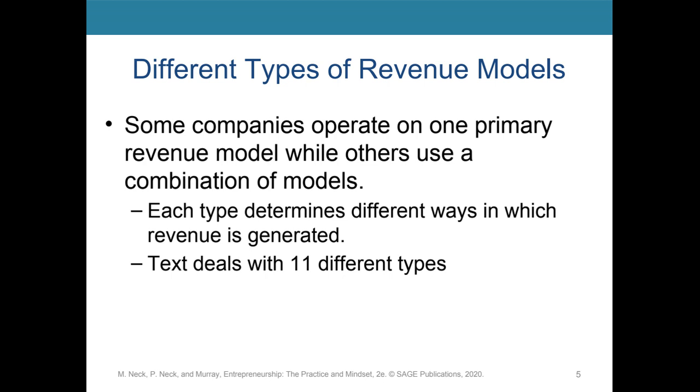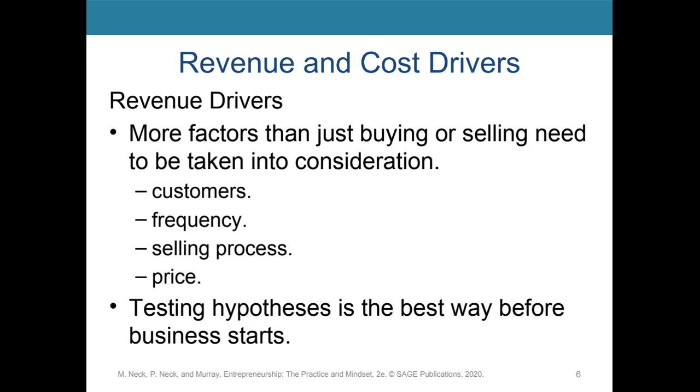Then you have your revenue and cost drivers. Now the drivers of revenue are important. So what is it that determines whether we make money or not? And that's these four things that we have over here: customers, frequency, selling process, and price. When you're looking at revenue models and revenue drivers, you've got to look at these four things because they will determine whether you're going to make revenue or not.